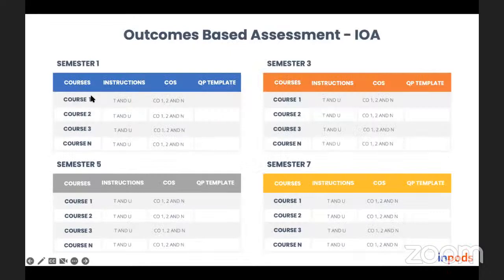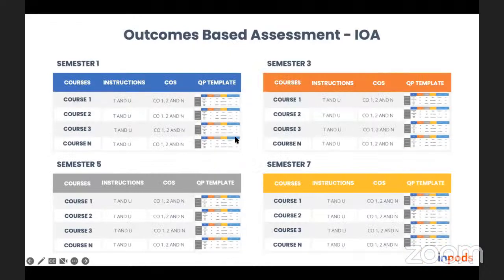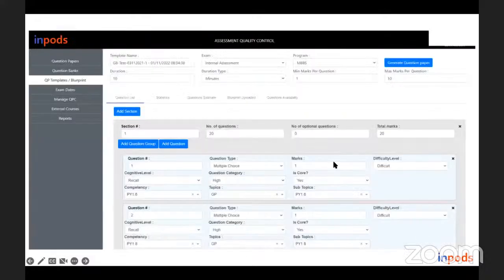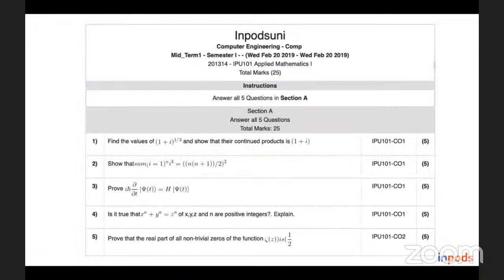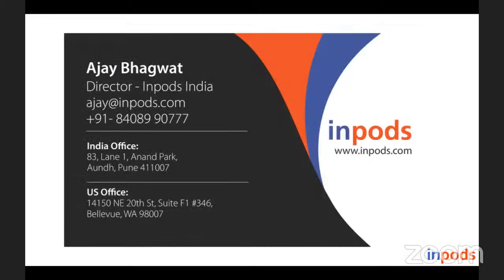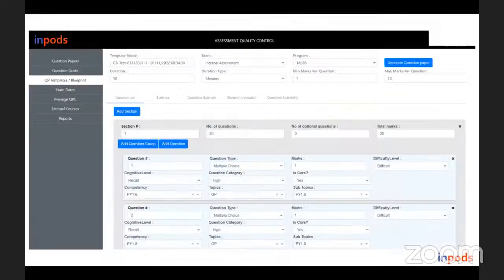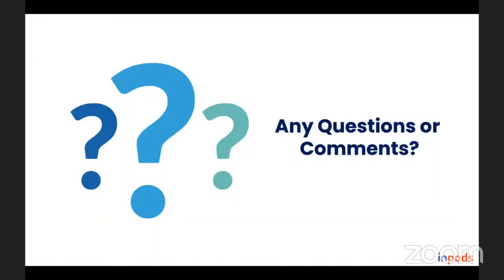This system can then generate the question papers accordingly, and each course will have the proper distribution of questions according to the template design. So there will not be variation in the way the question papers are designed all over the institute. These are some examples of how it is implemented, and how question papers are automatically created using technology. So that's it from my end. Ladies and gentlemen, please feel free to ask your questions, if any.